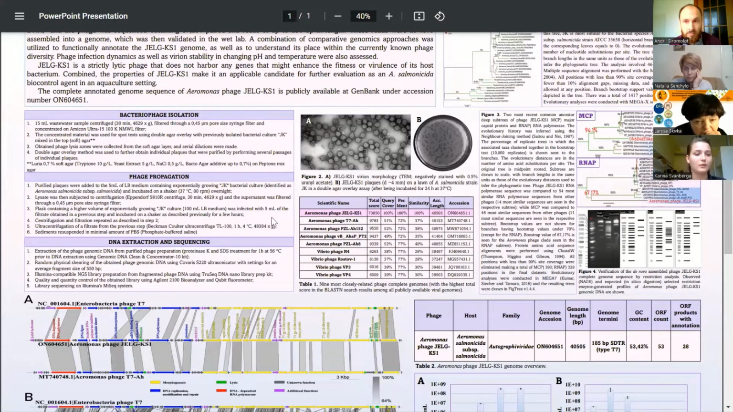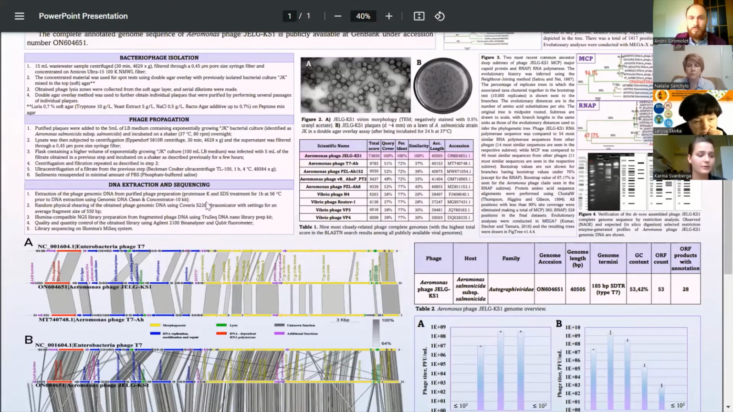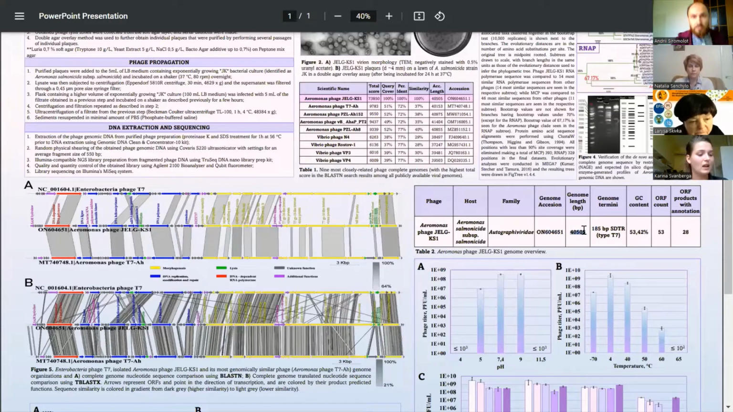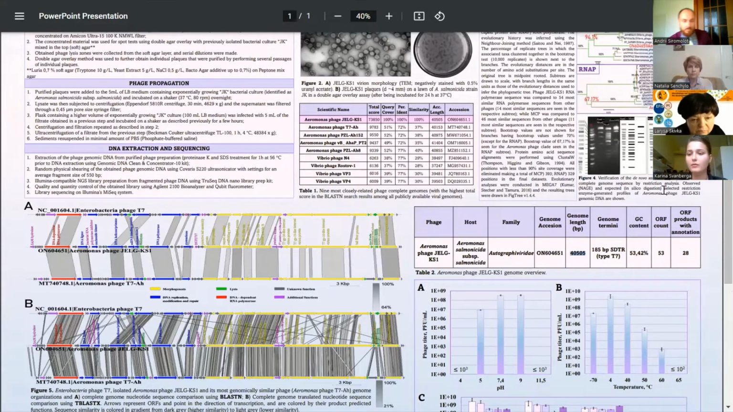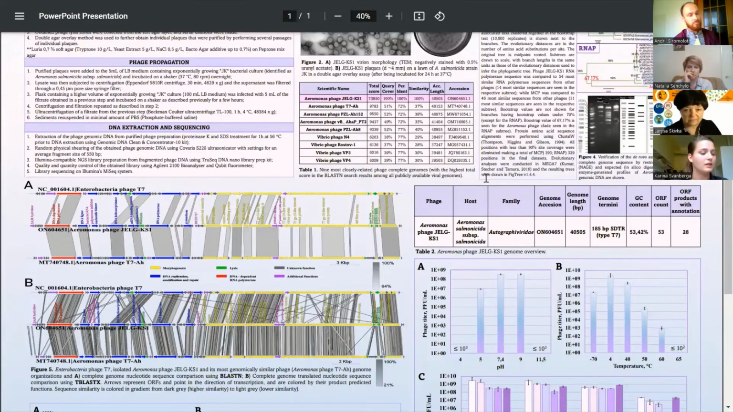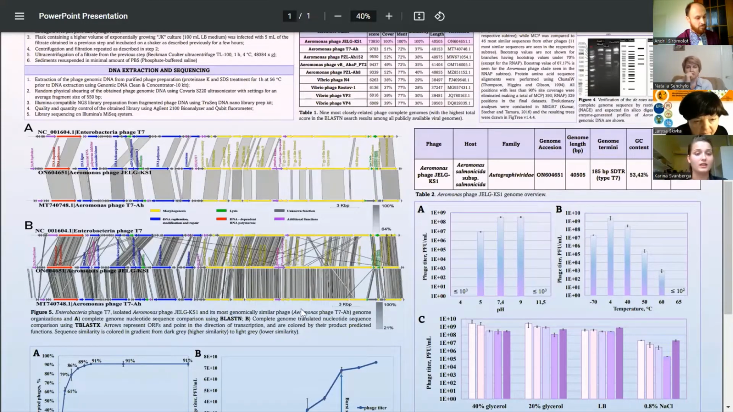Then an Illumina platform compatible next generation sequencing library was prepared from this phage genomic DNA, and it was sequenced on Illumina's MiSeq system. Obtained reads were assembled into a 40,505 base pairs long genome, and it was validated in a wet lab by restriction analysis that you can see here, and a combination of comparative genomic approaches was utilized to functionally annotate this phage genome.